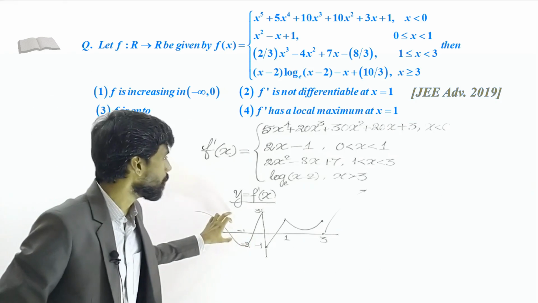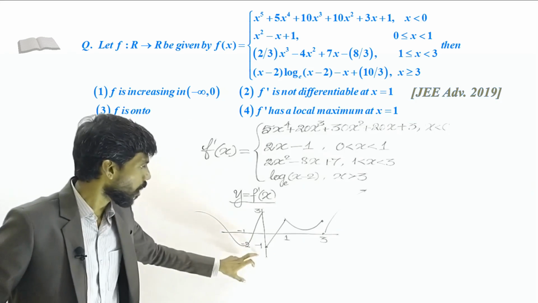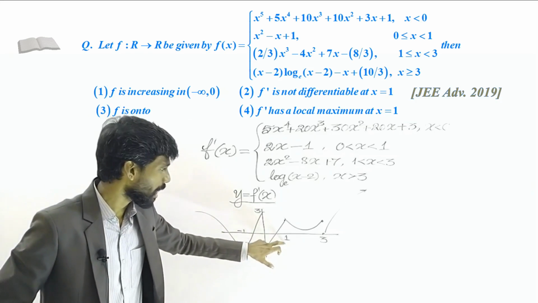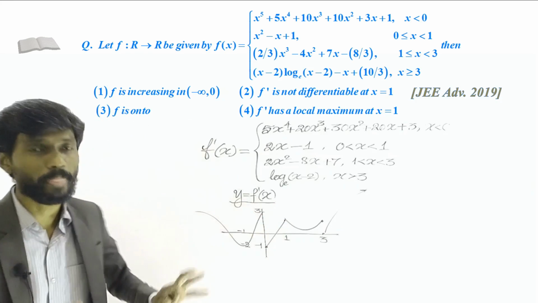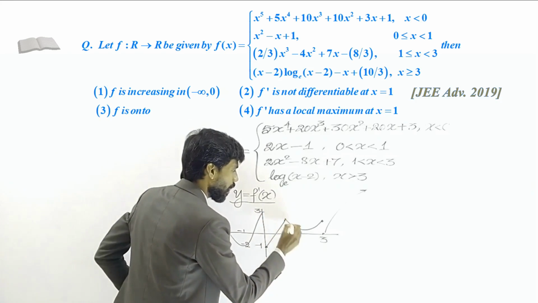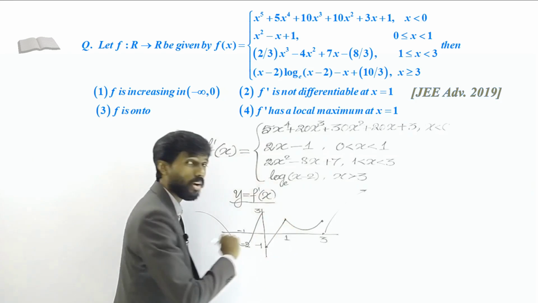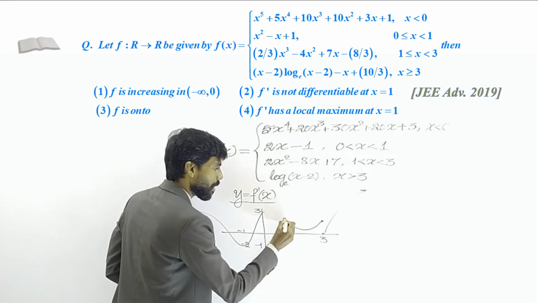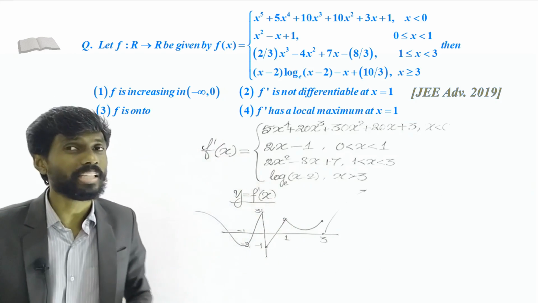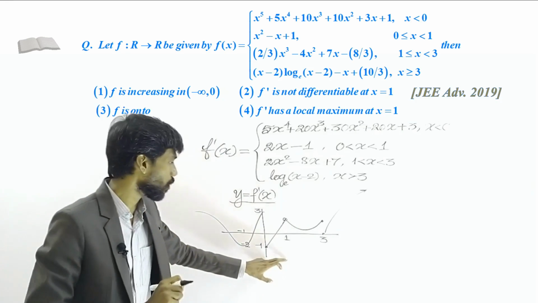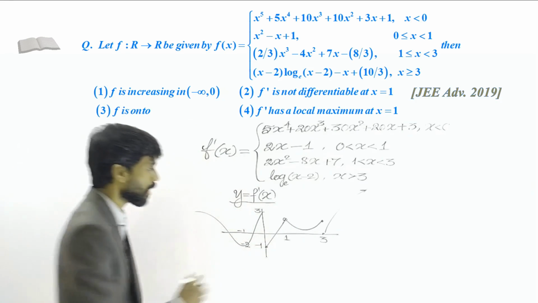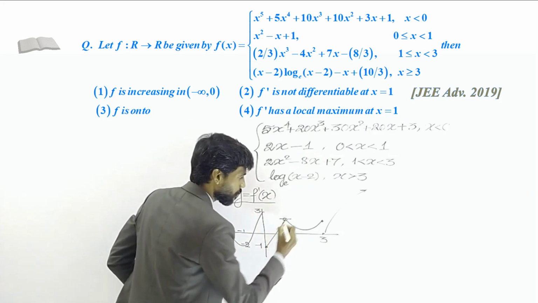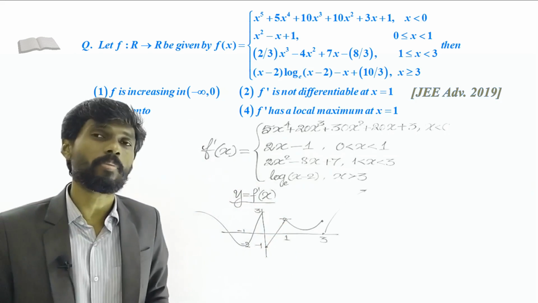No. And similarly, the next option. Now at the point 1, this is f dash of x. Is it differentiable? No, because at 1, there is a sharp corner, right? It is not a smooth curve. That means it is not differentiable at the point 1. So f dash of x is not differentiable at 1. Does it attain a local maximum at the point 1? Yes, because at 1, this is the maximum value. So it attains a local maximum value at the point 1.